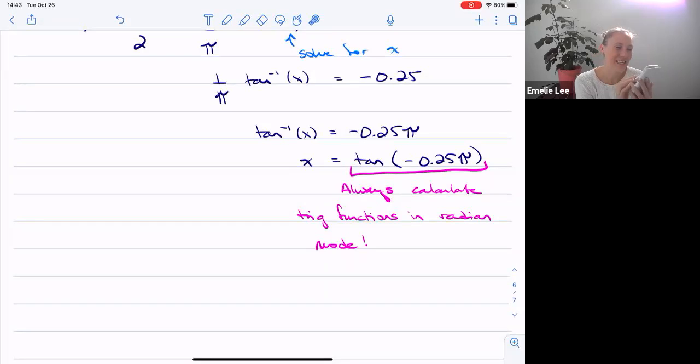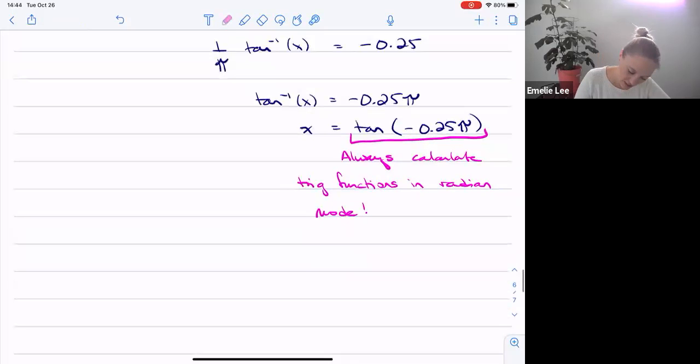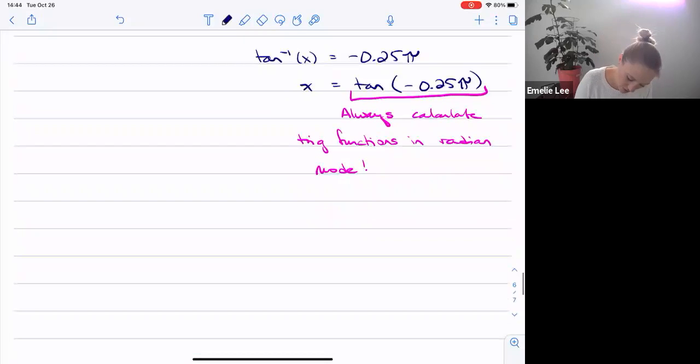It has happened to me many times. So you want to be in radian mode, so figure out how to change it into radian mode, and then you can just plug it in. So now we have negative 0.25 times pi. Use the pi button. You should have a pi button on there somewhere. And if I take the tan of that, x equals negative 1. Right, so make sure that that's what you end up at. Okay.